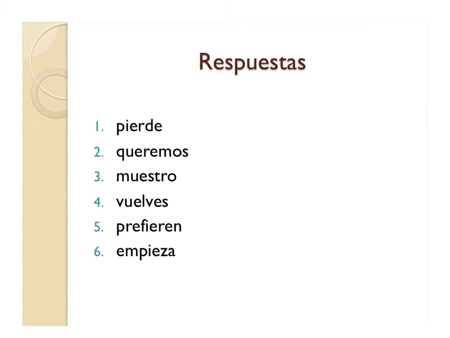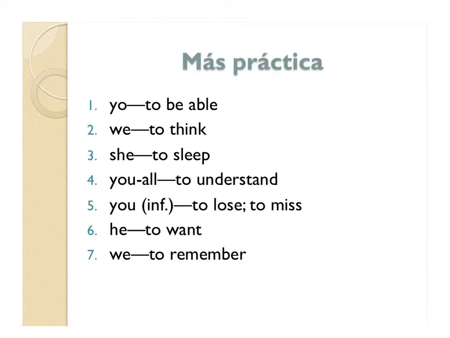And here you have your answers for those 6. Noticing how the stem has changed in every single one of them except for número 2, because número 2, the subject was nosotros. Nosotros is outside of the boot or outside of the shoe. The stem does not change for the nosotros form. Bien, bien. So hopefully we're feeling pretty good about E to IE, E stem changers at this point.